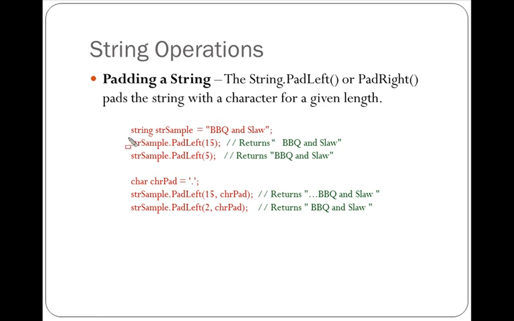If we use the pad left and pass it one argument, which is 15, we will get "barbecue and slaw". Since we're using the pad left, it'll increase that with just spaces until it maxes out at the 15 character length. The second one has a pad left of 5. Notice that the result is the same as the original.